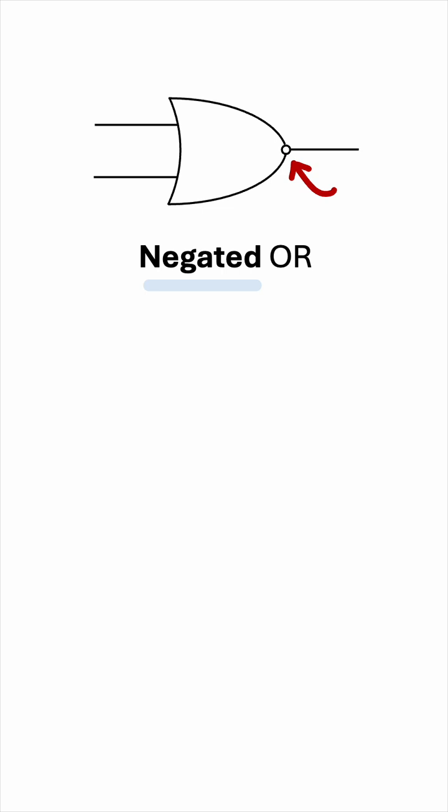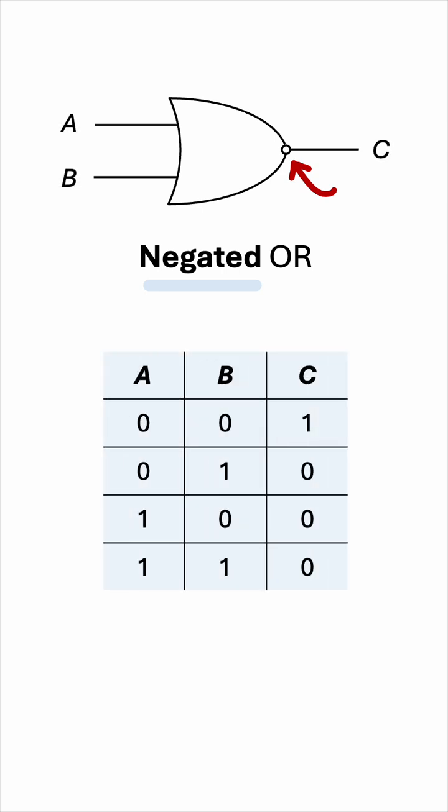If we call the two inputs A and B and the output C, then this is the truth table of the NOR gate. Notice that the output is on when neither A nor B are on. So it's the opposite of the OR gate.